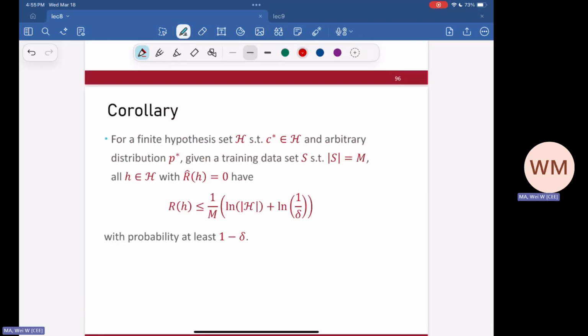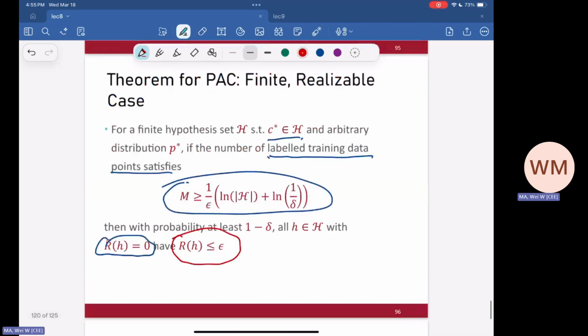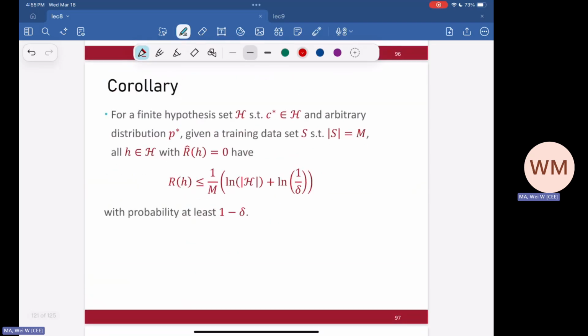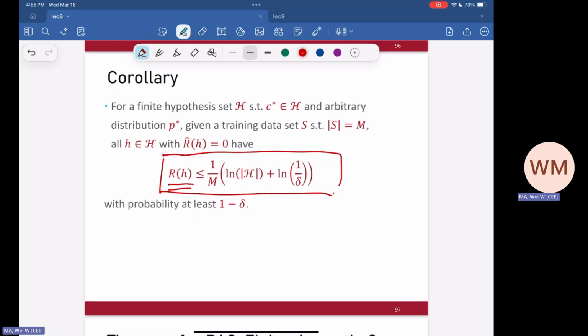Given this theorem, you can write an inequality like this. It says your true error is smaller than this number. And you can see that if the number of data increases, the true error will decrease. This demonstrates that if you have more and more data, then your testing error, the true error, will reduce. This gives you the foundation of why big data, why learning is useful.